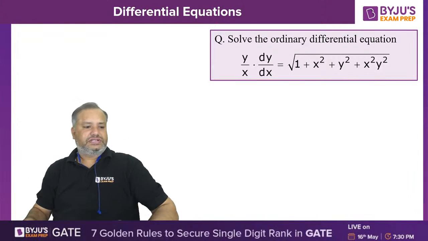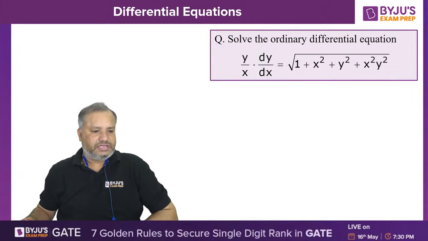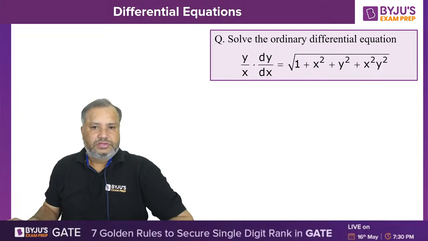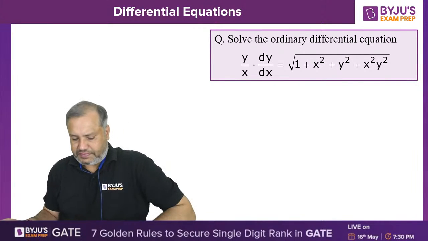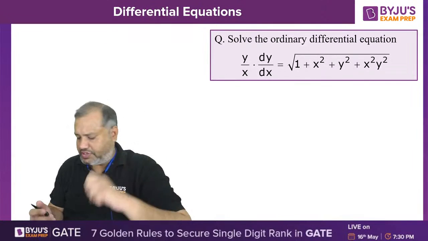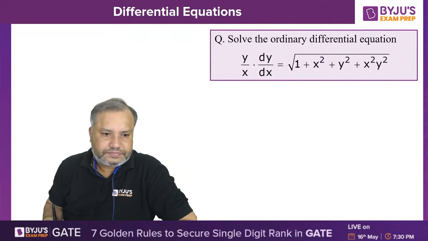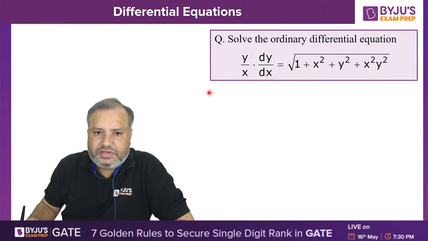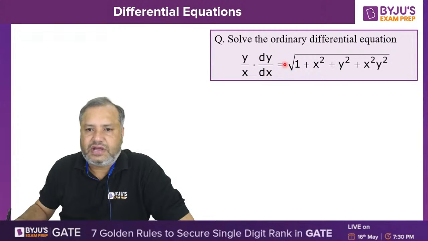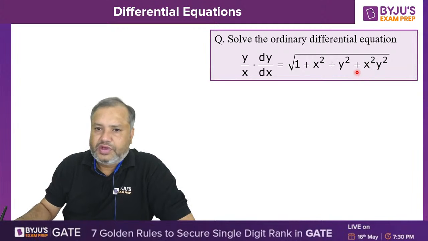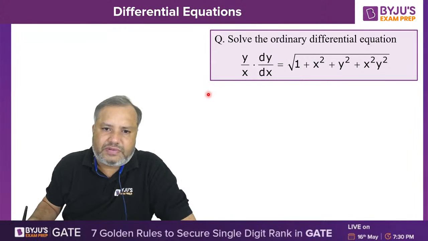So students, let's start. I hope you are all following this. Solve the ordinary differential equation. So all my dear students, I will be explaining you the concept along with the questions. Please concentrate here. y by x dy by dx equals under root 1 plus x square plus y square plus x square y square. So I will just try to separate the variables here.